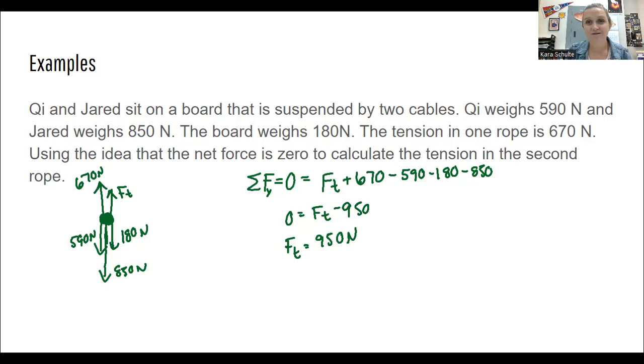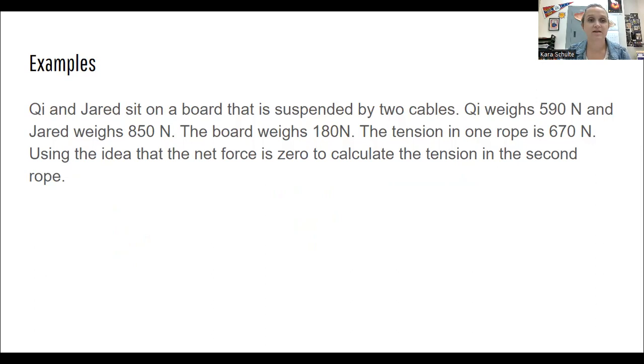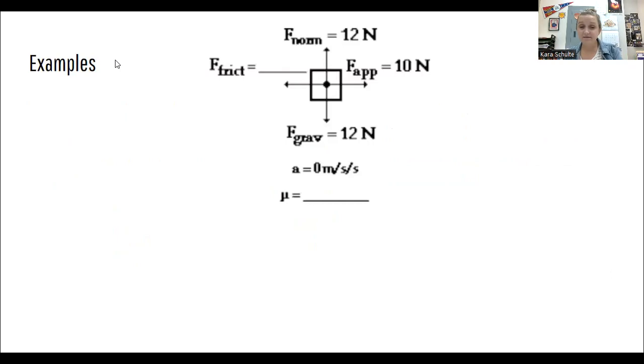I've got one more example for us. This example is going to take friction and bring it into play. So we don't have a lot of information provided, but we are told we just have a force diagram shown. We have a normal force going up of 12 newtons, a gravitational force going down of 12 newtons. We have an applied force going to the right of 10 newtons, and we have a friction force going to the left of an unknown newton.